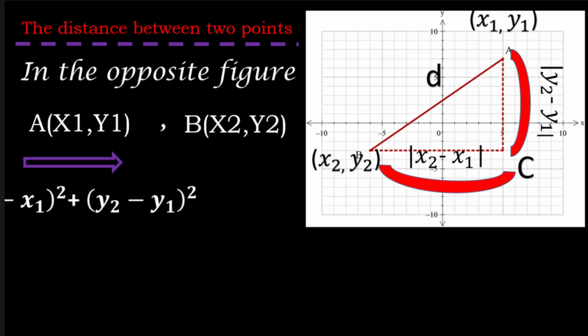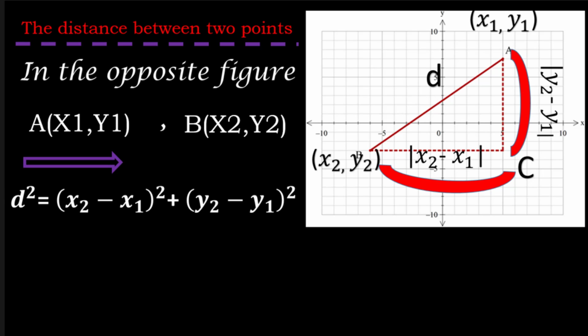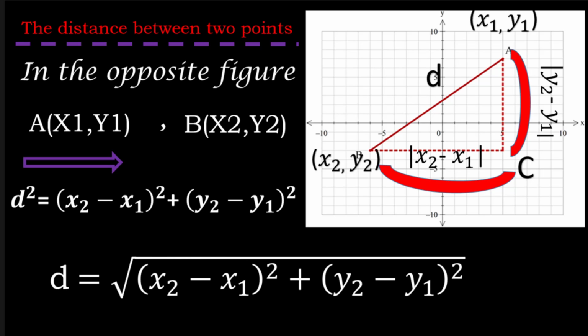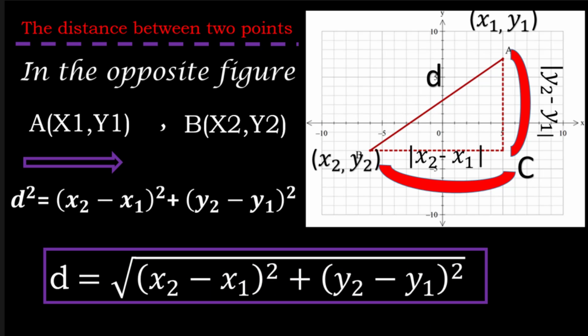So we get D squared equals what? The square of the hypotenuse, the length of the hypotenuse. It will be (x sub 2 minus x sub 1) all squared plus (y sub 2 minus y sub 1) all squared. To find D, just take the square root of both sides. So D equals the square root of (x sub 2 minus x sub 1) all squared plus (y sub 2 minus y sub 1) all squared.